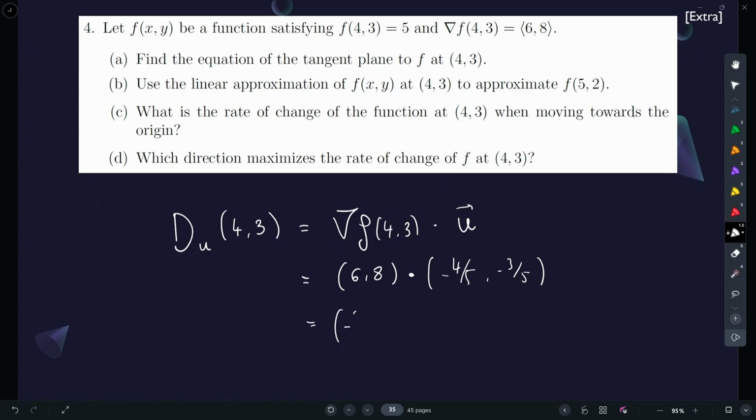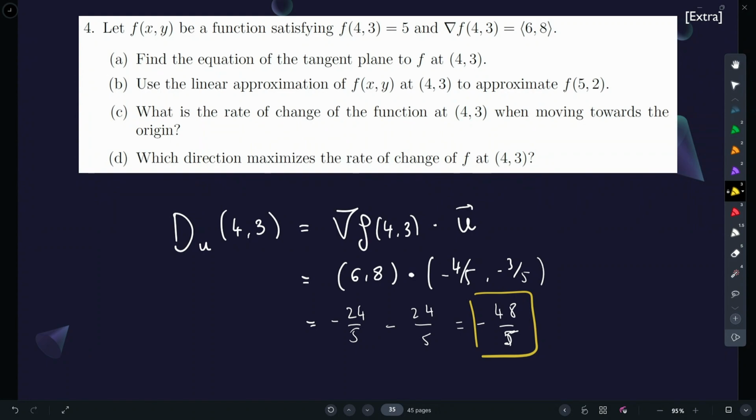This is a number, it's a dot product. So 6 times -4 is -24 over 5, minus 3 times 8, which is 24, over 5, so minus 48/5. So that is the solution. Minus 48/5 is the rate of change in that direction.